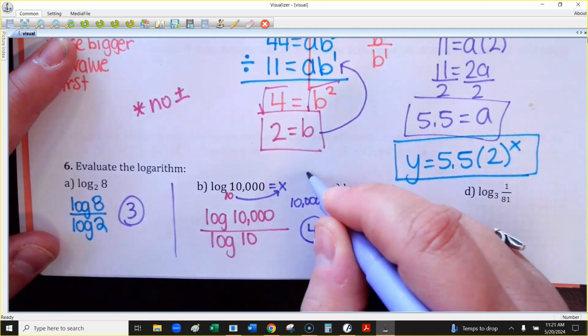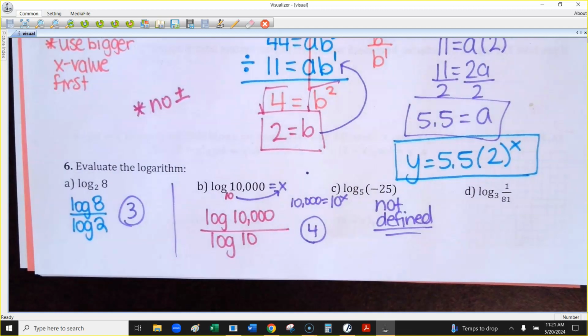All right, so no taking the log of a negative number. If you try to do that on your calculator, it'll give you an error message.